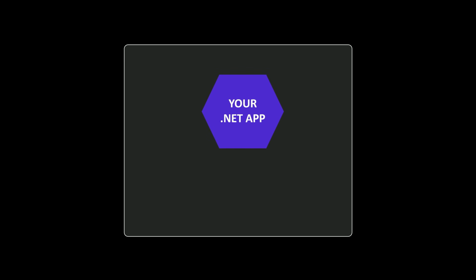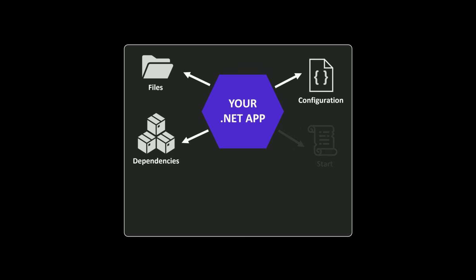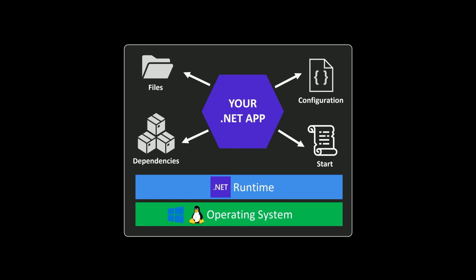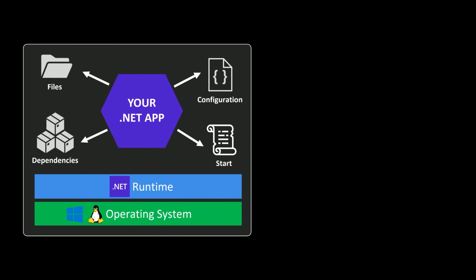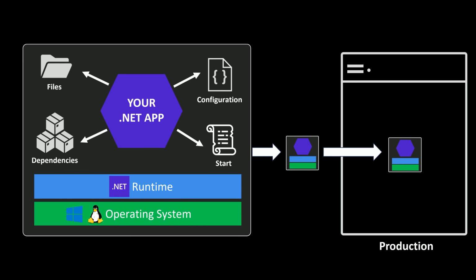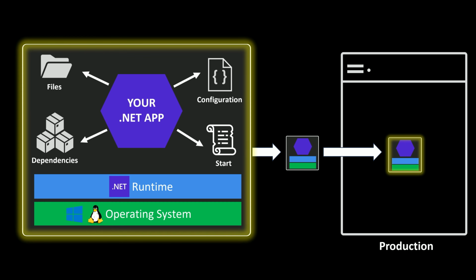What if you could put your .NET application and everything it needs in a box, including all its files, dependencies, configuration settings, and any bootstrapping scripts? What if you could also include the .NET runtime and even the operating system required to run your app? Then we could take that box and place it as is in your production server and have it run your app exactly as it was running in your developer machine.